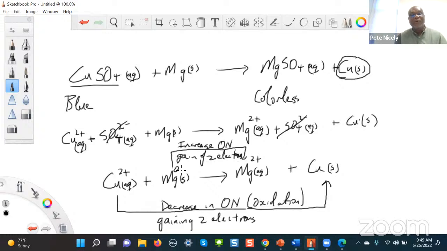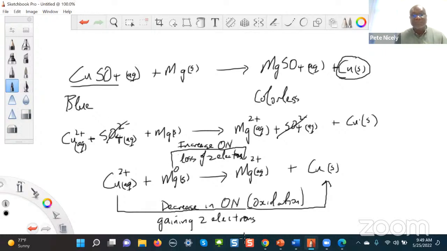So this is how we know it's a redox reaction, because the copper 2+, I'm sorry, I made another mistake. This should be loss of 2 electrons. I'm having my wires crossed this morning. So this would be loss of 2 electrons.